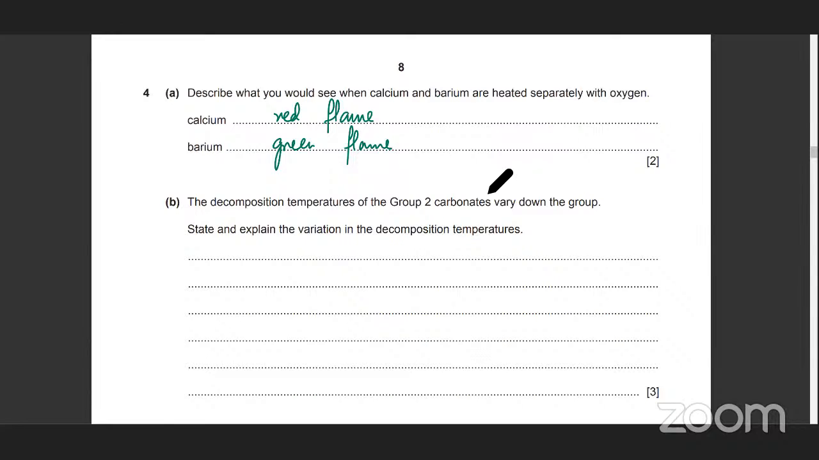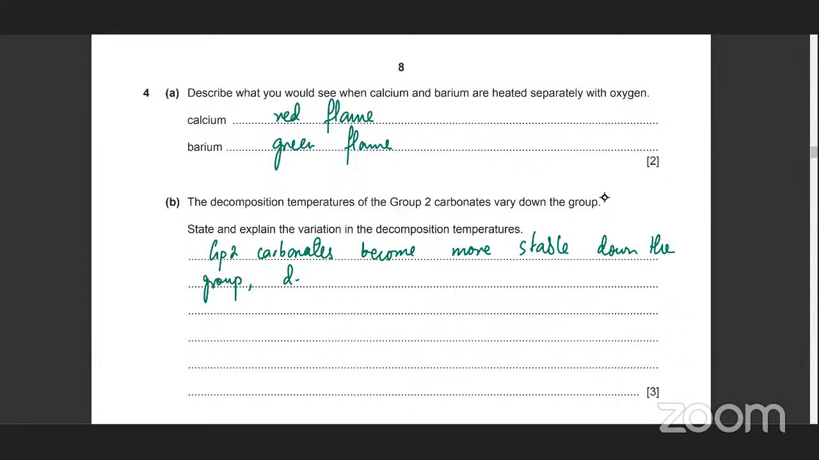Now he's talking about the decomposition temperature of the group 2 carbonates. Why do they vary down the group? State and explain the variation in the decomposition temperatures. So carbonates and nitrates become more stable down the group. And decomposition temperature increases because they're more stable. It's harder to decompose. So decomposition temperature is going to increase. Now, that's what's happening. And what's the reason for that?